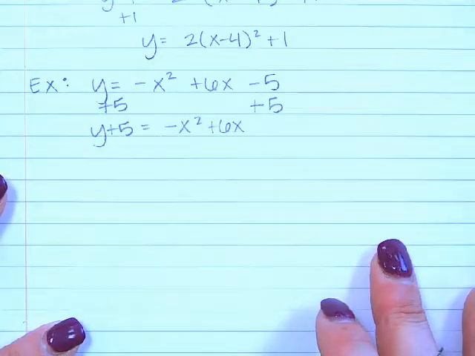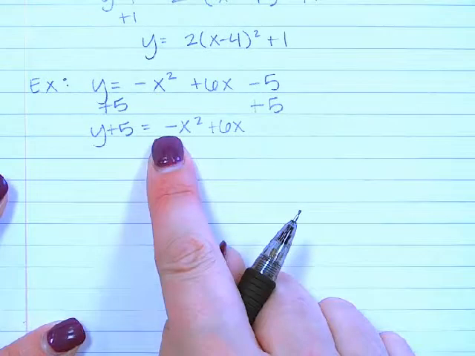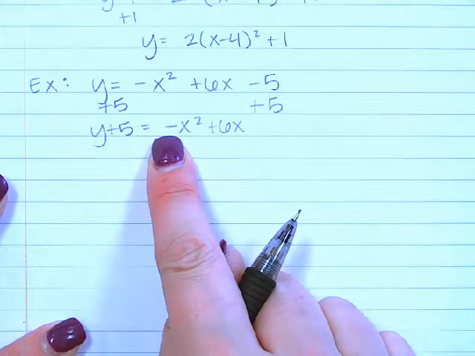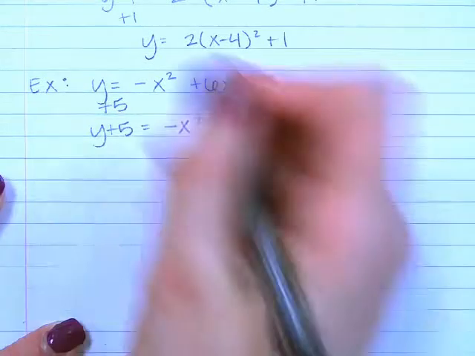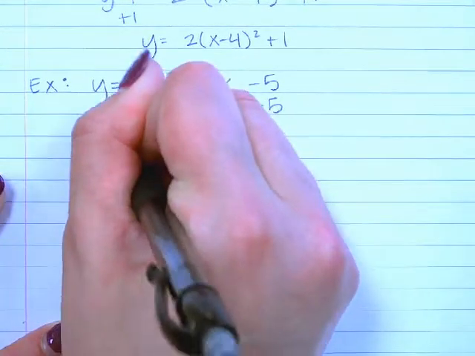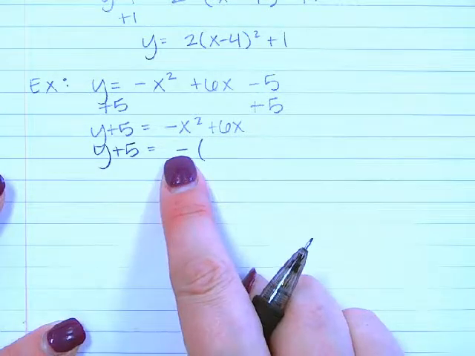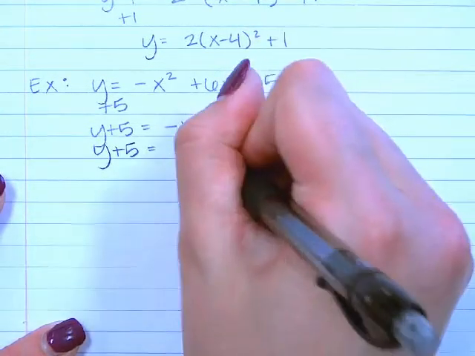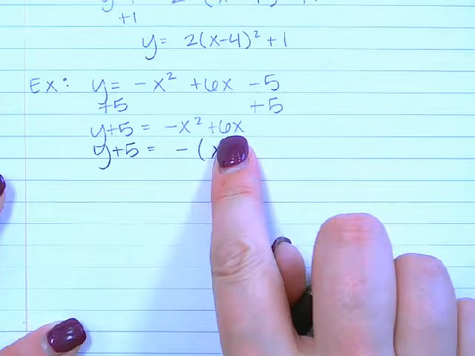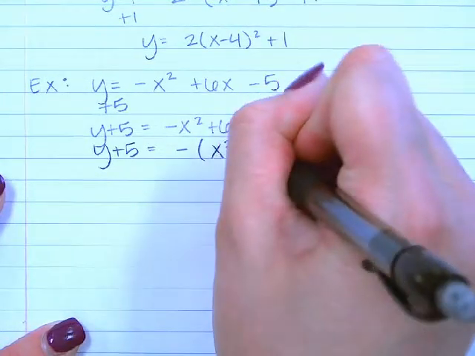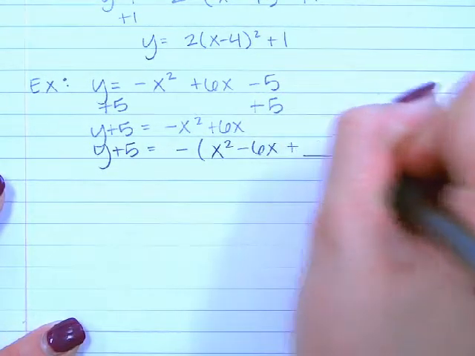And then just like the previous problem, we're going to divide out that number that's in front of the x squared because we want to have x squared all by itself. So when I divide that negative out, that leaves me with x squared. Divide a negative out and I get minus 6x. And then I have the blank.